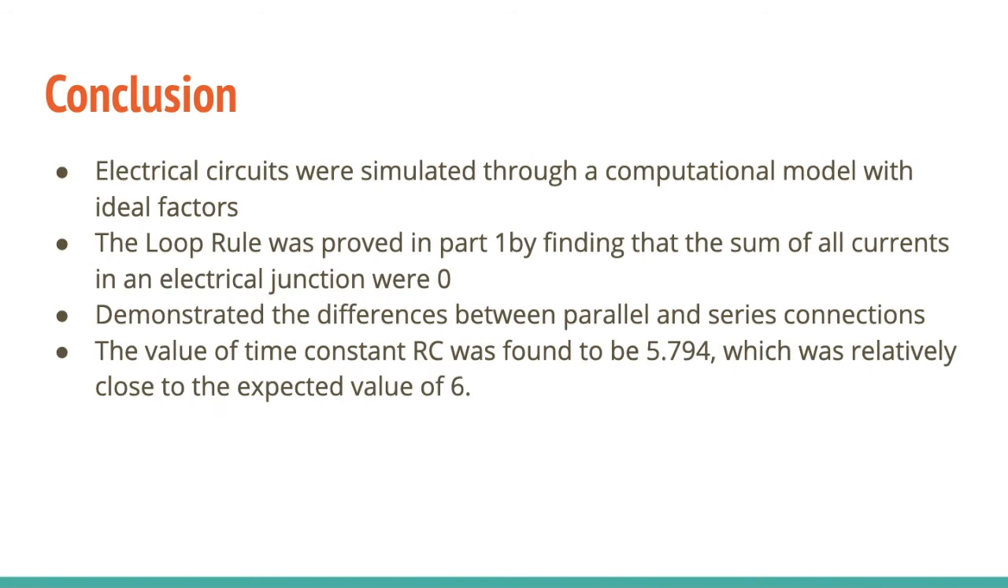So in conclusion, we found that electrical circuits were simulated through a computational model with ideal factors. The loop rule was proved in part 1 by finding that the sum of all currents at the electric junction was 0, and we demonstrated the differences between parallel and series connections. And we found that the value of the time constant RC was 5.794 seconds, which is relatively close to the expected value of 6.